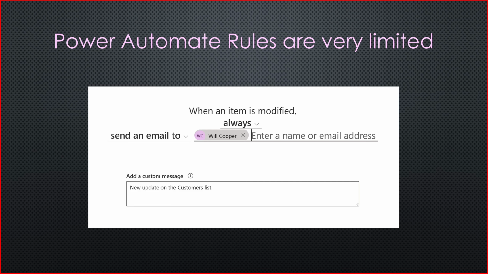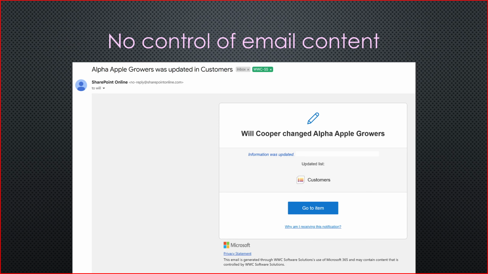You can click a button. You can make a simple setting to say who you want the email to go to, and then it will create a notification that looks like this. Notice that you really don't have control over the branding or look and feel of that email notification. Very basic and very limited.